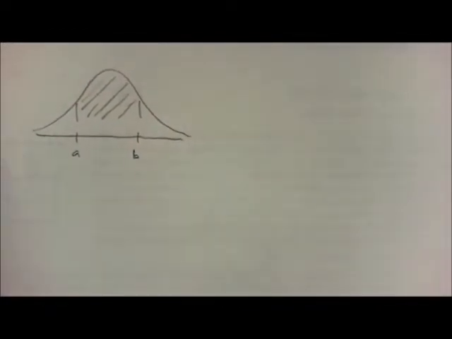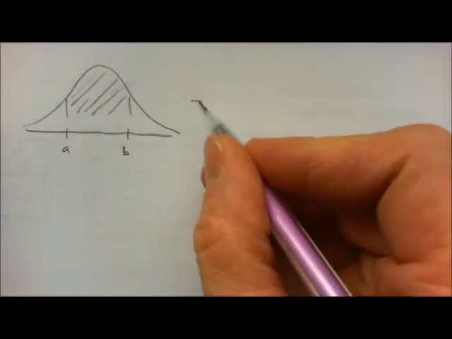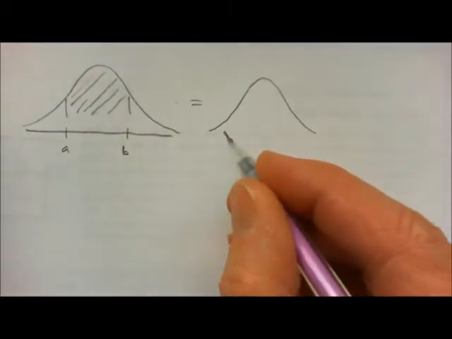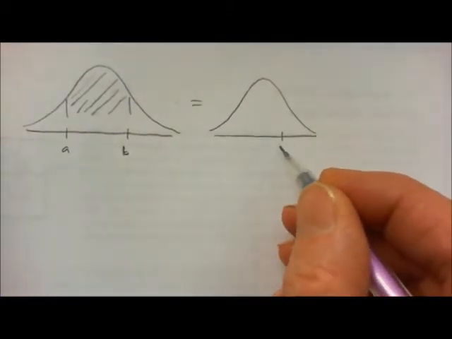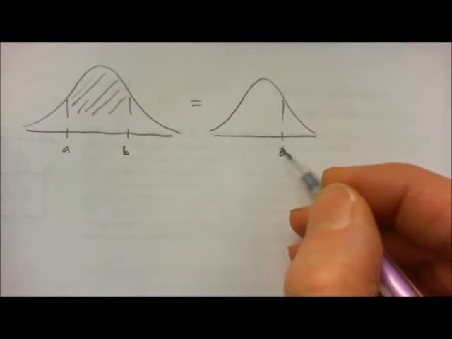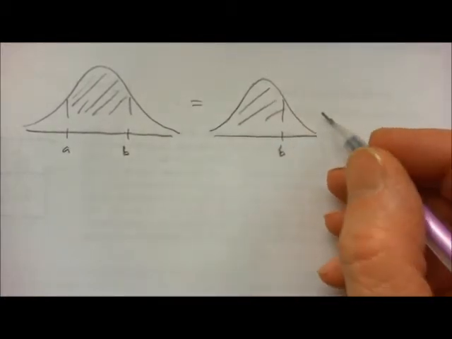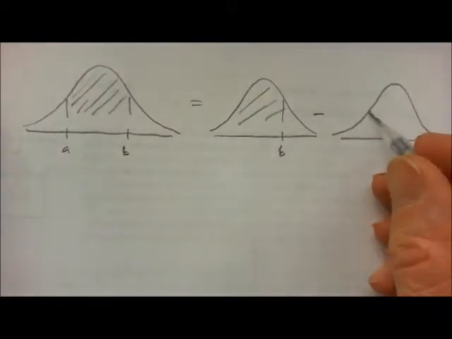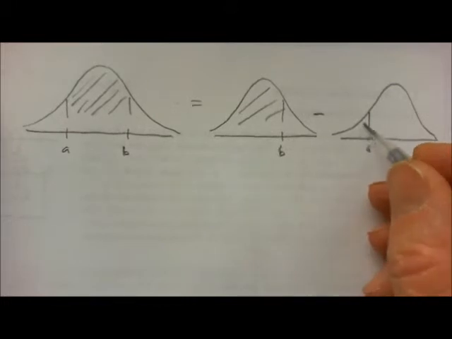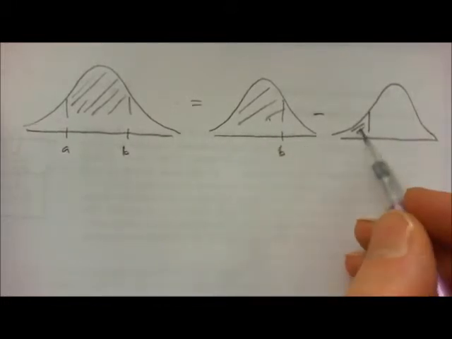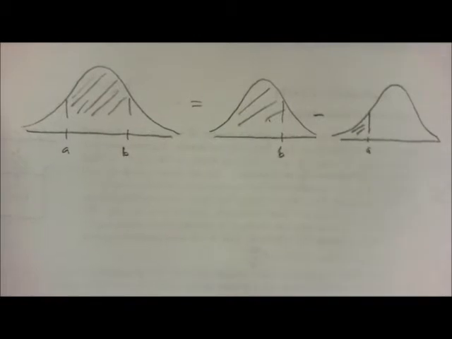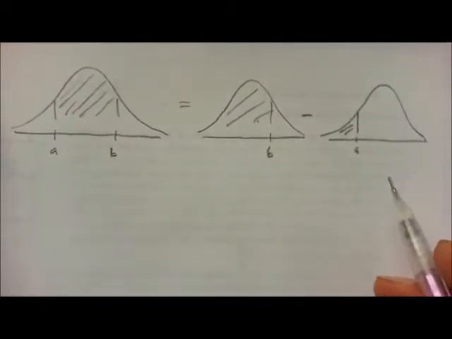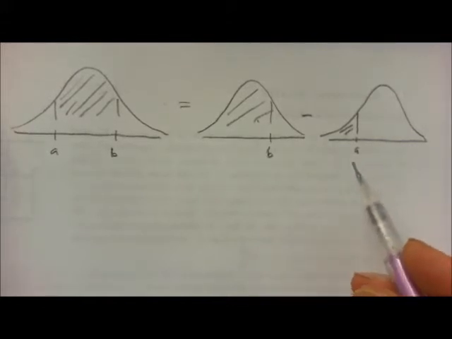And we might recognize that that area is actually equal to the area to the left of B, which would look something like this. Here's B. And so if we take the area to the left of B and subtract the area to the left of A, which is right here, if we take this area minus this little area, then we get this piece right here. Okay, and so actually we can then use these pictures to guide us to our formula for doing this.